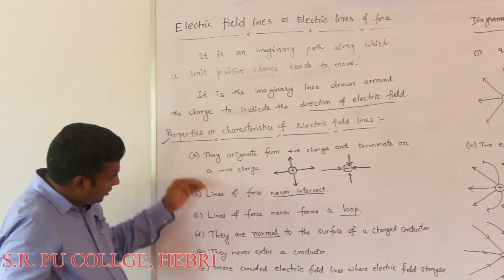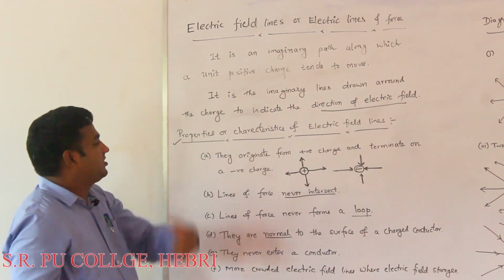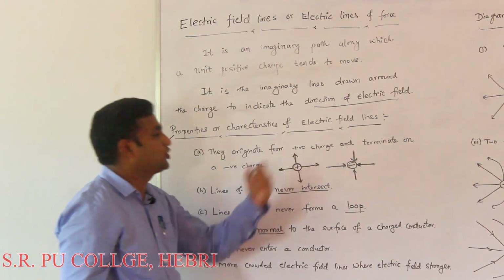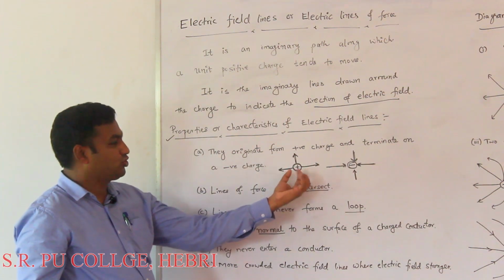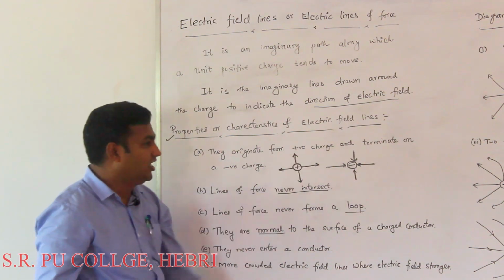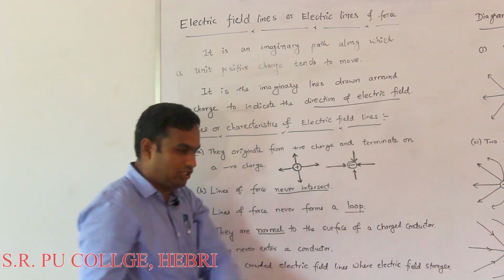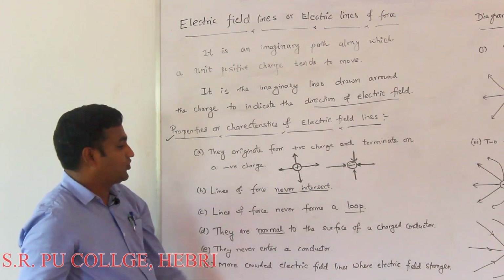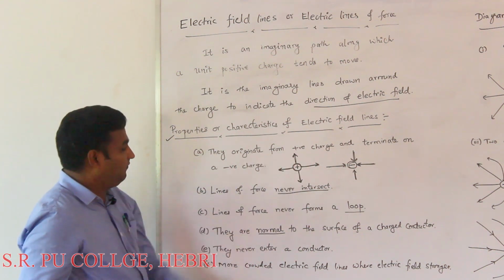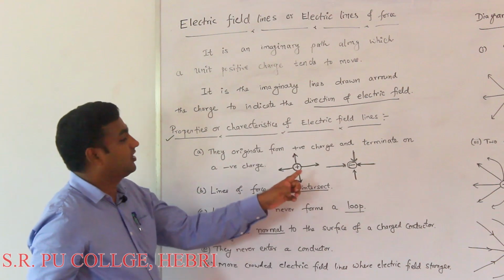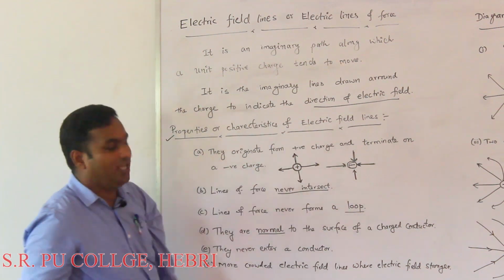I repeat these characteristics once again. The electric field lines originate from positive charge and terminate on negative charge. It should be like this. Positive charge provides a diverging field, negative charge will provide a converging field. Lines of force never intersect because they have a unique characteristic. Lines of force never form a loop because they start from positive and end on negative.